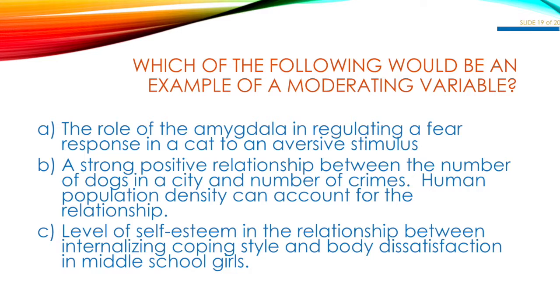Yeah, this one probably took a little bit of thought. Answer A is not correct since the amygdala mediates a fear response. If we remove the amygdala, cats generally show no fear of stimuli, which they probably should fear. So thus the amygdala mediates but does not moderate the fear response. Answer B similarly is not correct because it is an example of a mediating relationship. Although there is a strong relationship between number of dogs in a city and the number of crimes, that relationship depends entirely on the number of people living in the city. So once the number of people is taken into account, the relationship between number of dogs and number of crimes virtually disappears. Answer C, though, is correct.